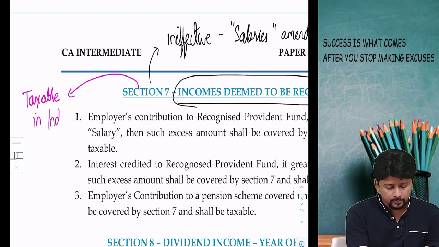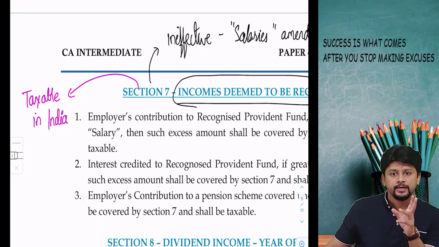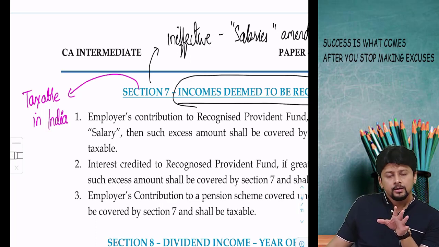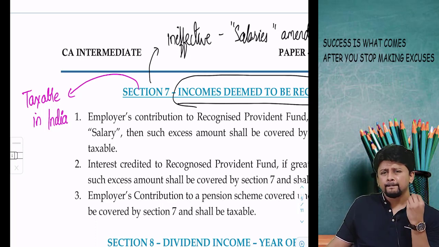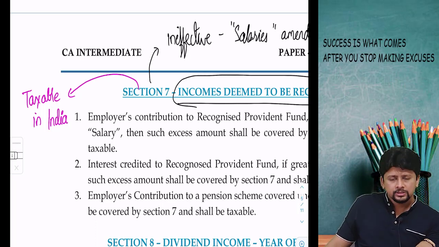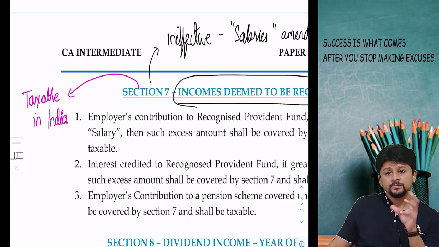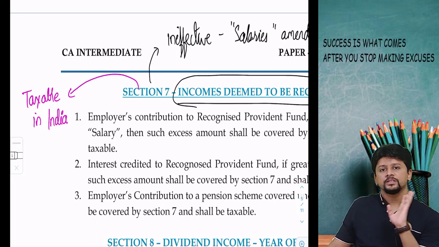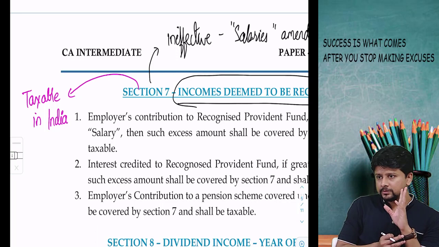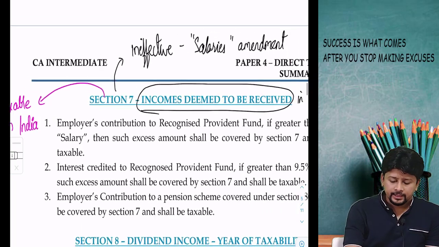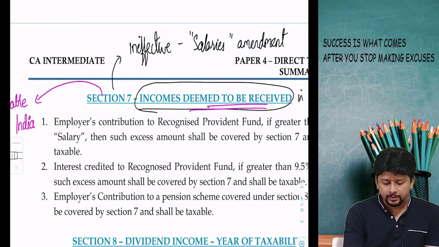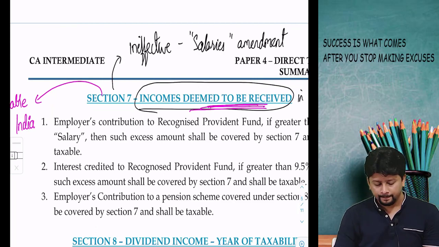You may do a job in India, you may be posted outside India, it does not matter. If your income is getting covered by section number 7, it is taxable in India. Now, the amounts taxable, the formula, etc. has become ineffective because of the salary amendment. So just keep this one small thing at the back of your mind, that if income is deemed to be received, it means it is subject to tax in India.